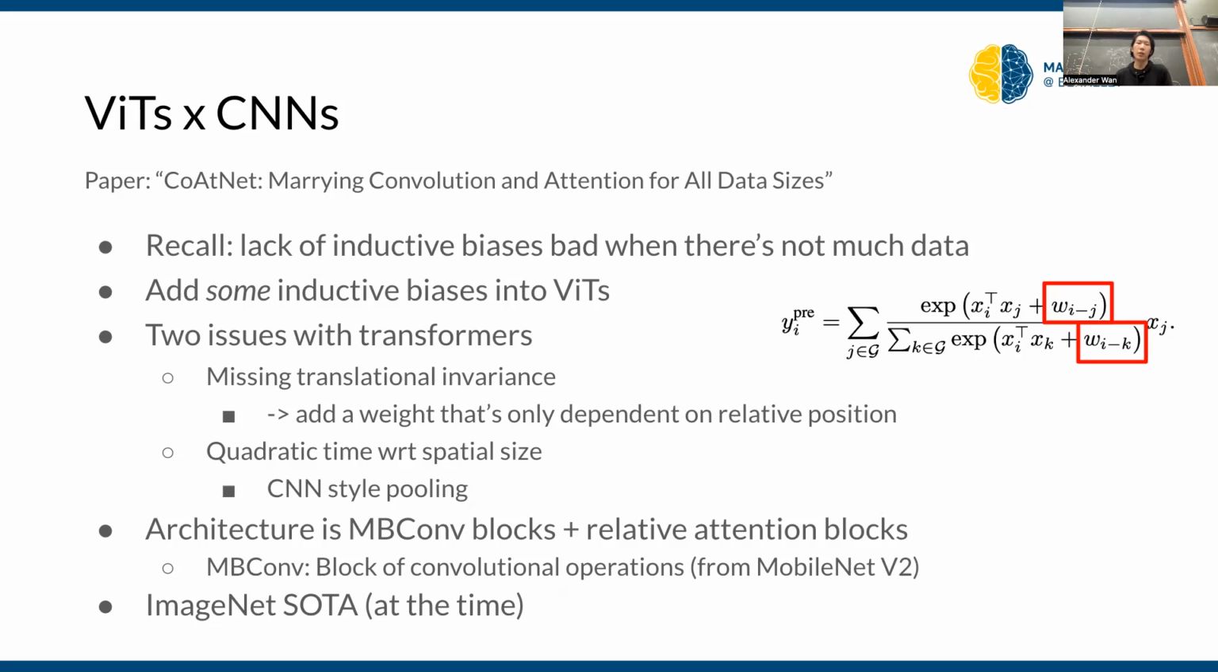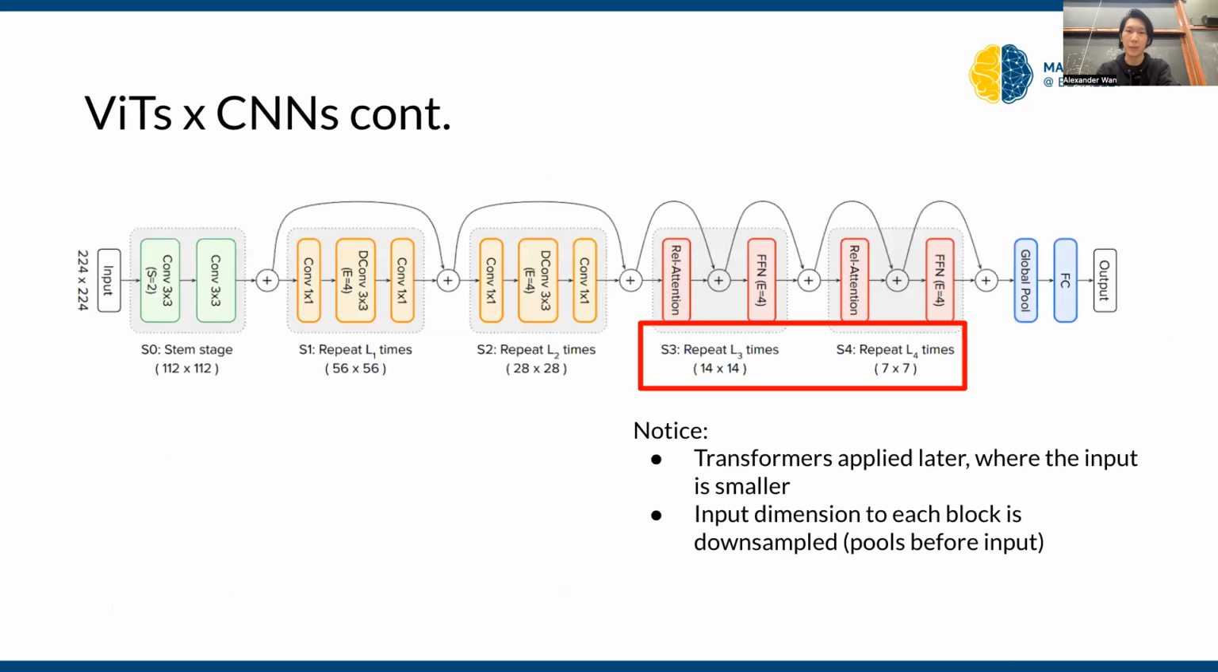Another thing that you need to change is the quadratic time with respect to spatial size. Remember before that if your input sequence is 256, because the transformer is O of n squared, that's not great sometimes. One way you can fix this is by pooling, like max pooling, after the output of each block. Another thing you can add is convolutional blocks along with transformer blocks. So just combine them. I think it would make more sense with the full architecture.